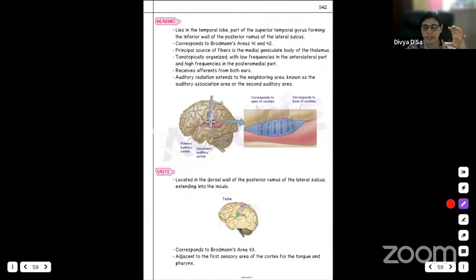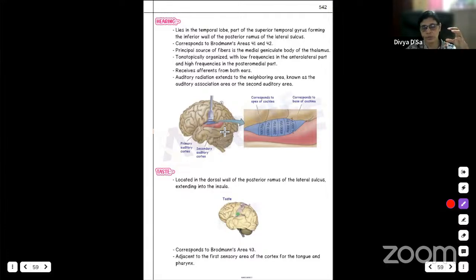What does the primary hearing area do? We are able to hear the pitch of the sound and the loudness of the sound. Then there is area number 22, which is situated on the lateral surface of the superior temporal gyrus. That is the auditory association area, just like how we had the visual association area.